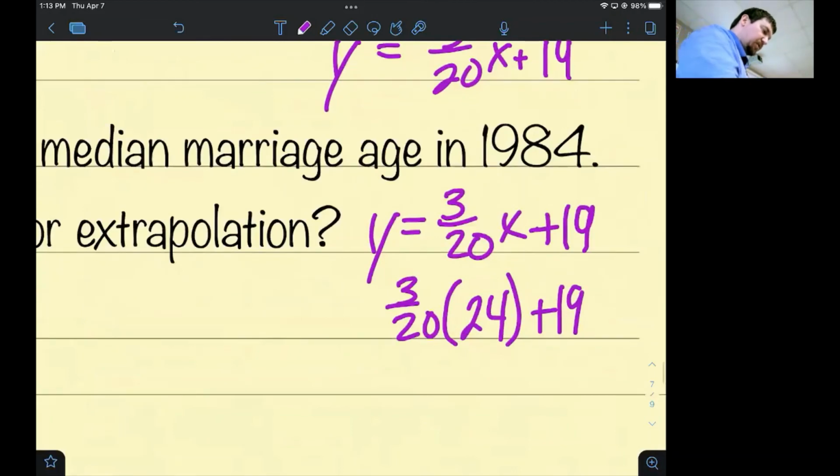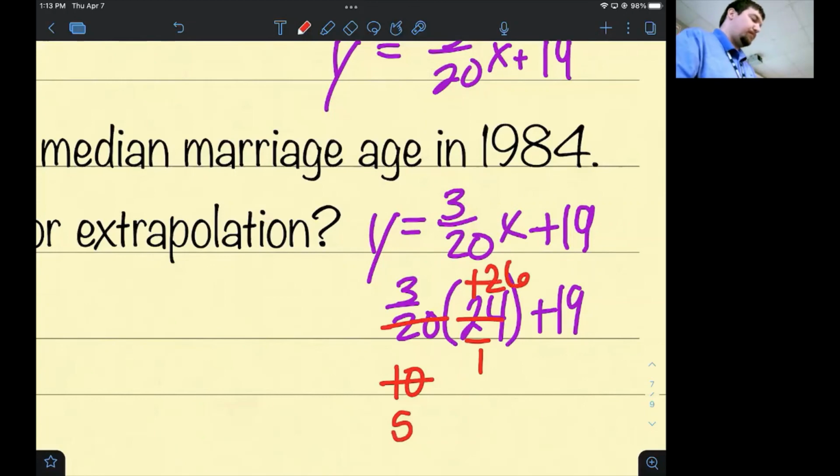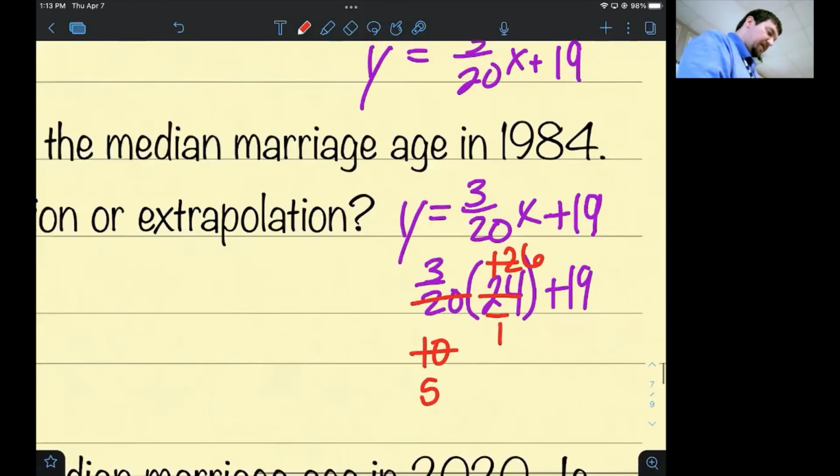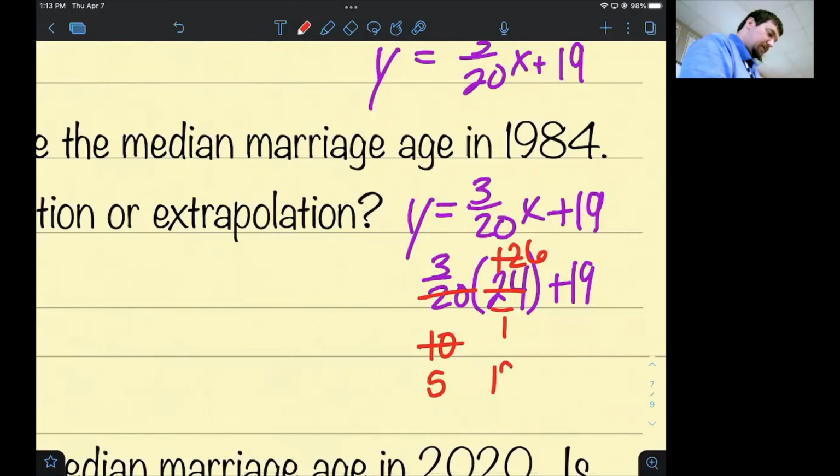We can cancel the 20 and the 24 because this is just 24 over 1. 2 goes into 20 10 times, and 2 goes into 24 12 times. You can also take 2 out again to get 5 and 6, because 4 could have just gone in. And so that's going to leave us with 3 times 6 over 5 times 1.